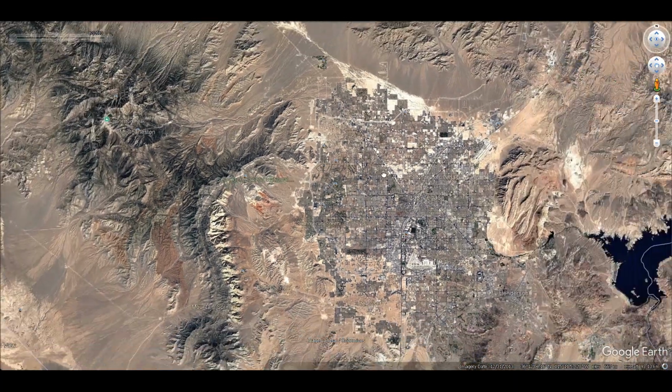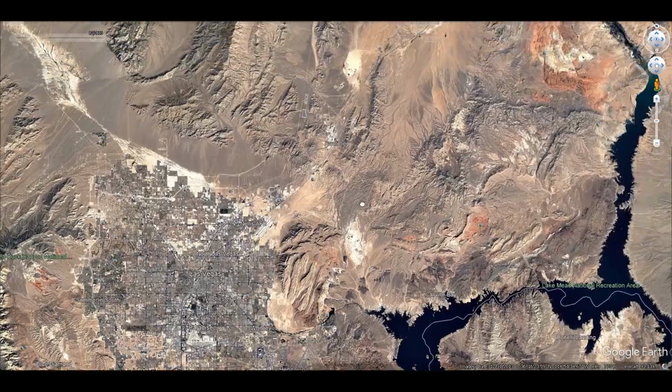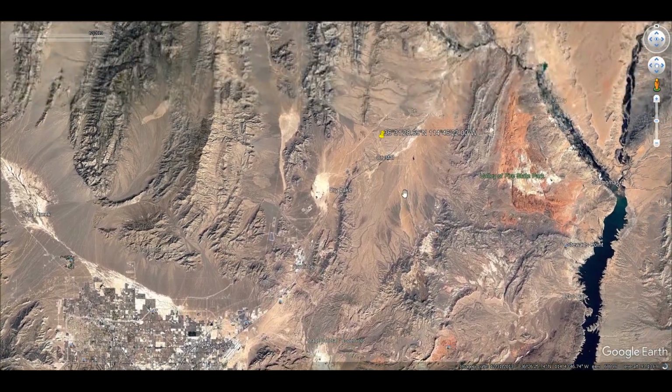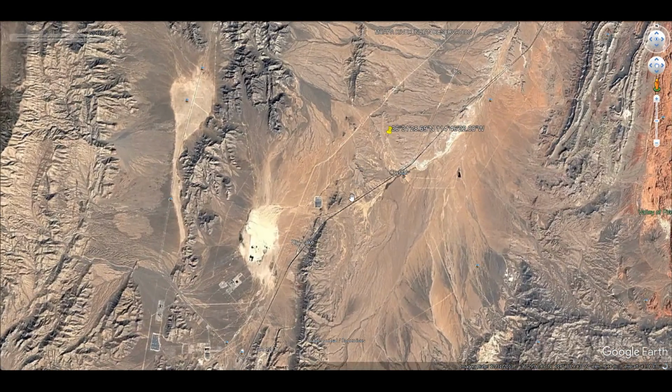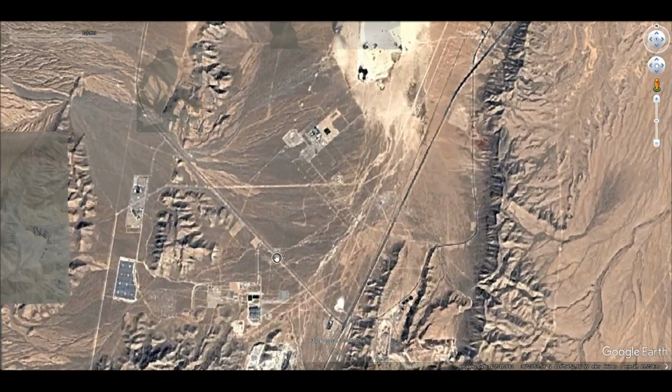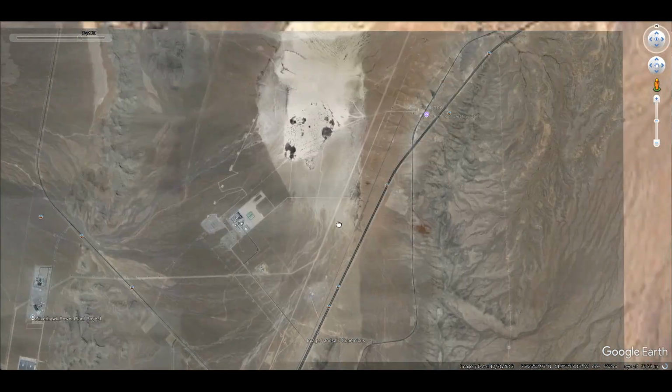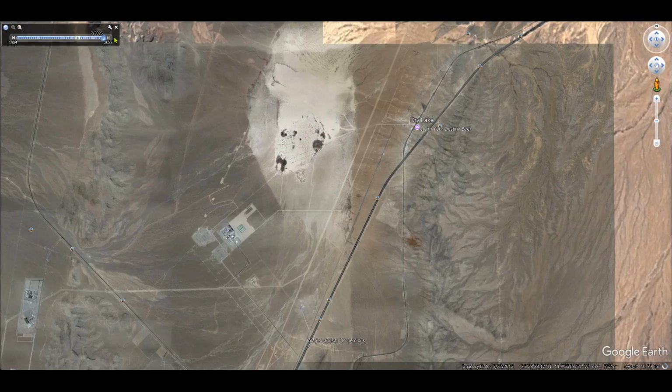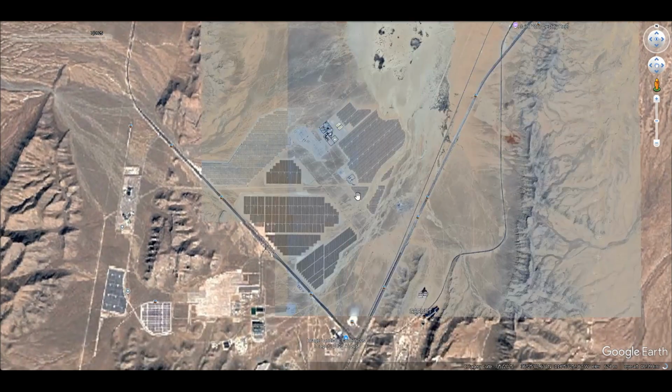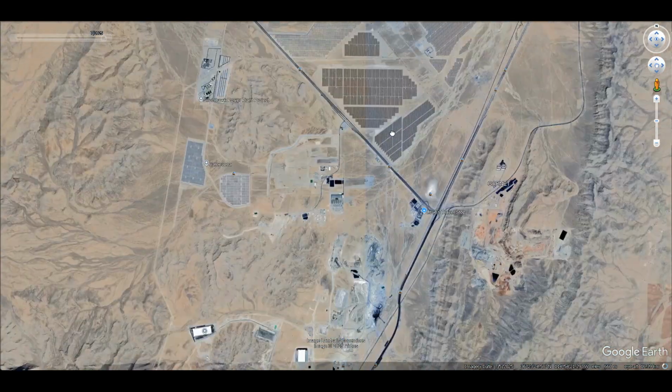Let's look at the nearest surroundings. To the northeast lie vast fields of solar panels that supply electricity to Las Vegas.